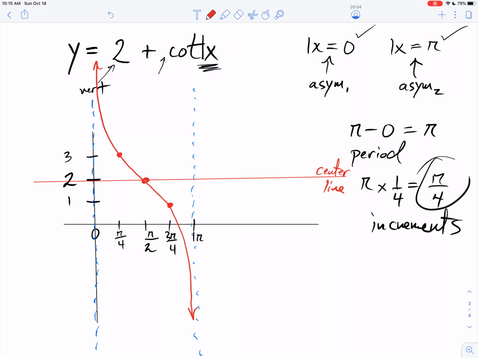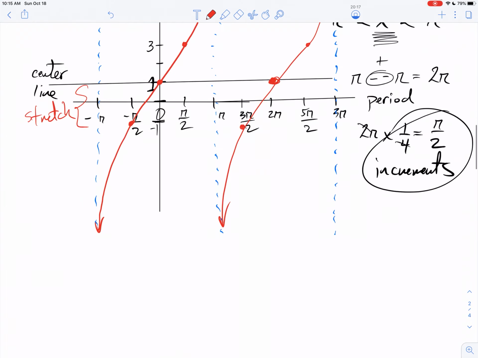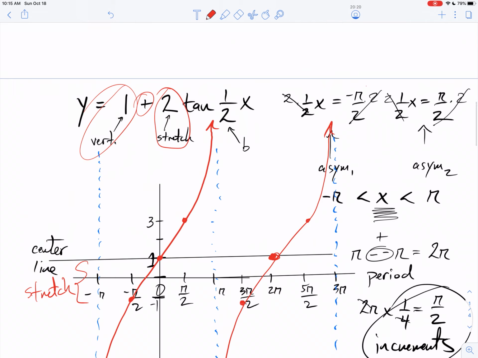So once again, how do you graph a cotangent? It's very similar to tangent, but the formula is a little different. You say bx equals 0, bx equal pi. You do not say bx equal negative pi over 2, bx equal regular pi over 2. You don't do that. That's for tangent.